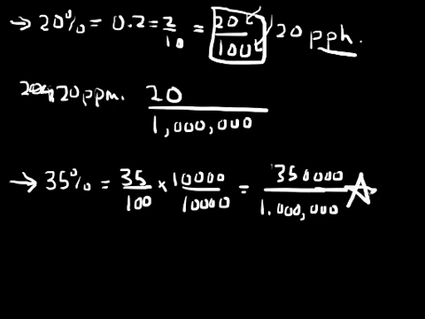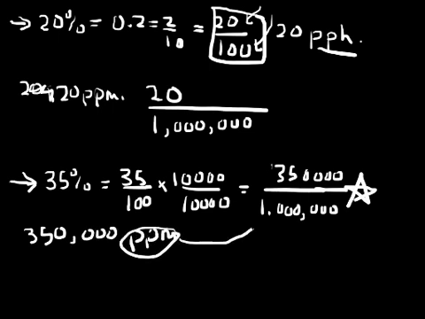This right here means 350,000 parts per million. And that's all parts per million means. We just have a different way of saying it. If you deal with small numbers like 25 parts per million, that 25 is parts per million.